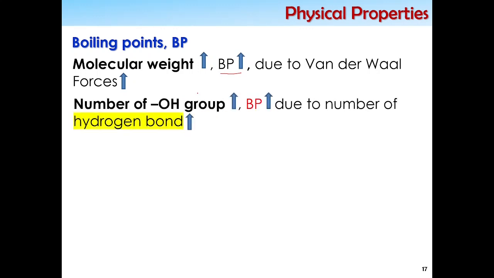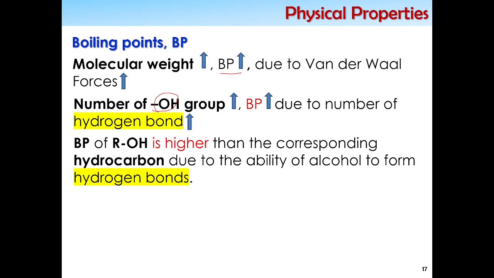Okay, the second factor is when you have a higher number of hydroxy groups attached in that compound, the boiling point also increases because the OH group can form a higher number of hydrogen bonds.